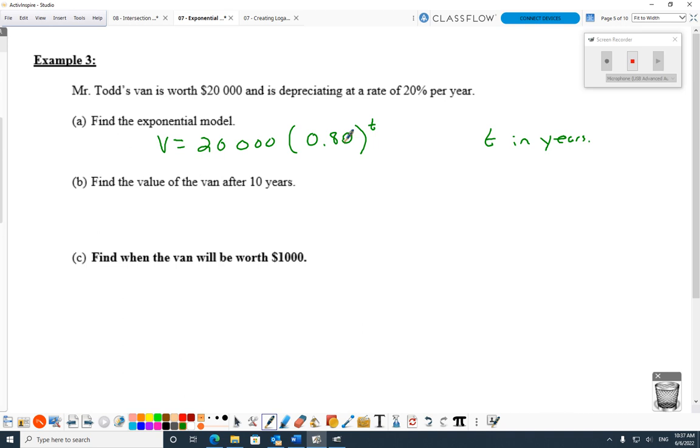That's the only new thing in this question. The rest of it's identical to the previous question. If I want to know the value of my van after 10 years, I just put a 10 in there for the t: 20,000 times 0.8 to the power of 10, $2,147.48.